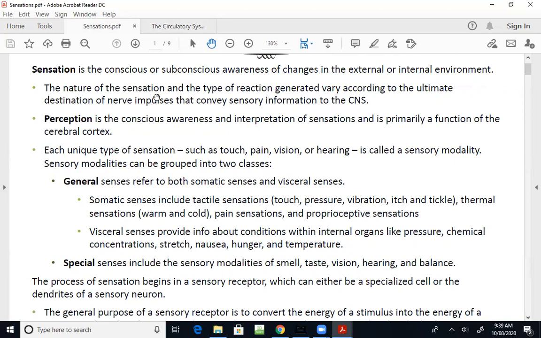Now, the nature of the sensation and the type of reaction generated vary according to the ultimate destination of nerve impulses that convey the sensory information to the central nervous system. What that means is, these different sensations and how we react to them all differ in where they essentially end up in the central nervous system, which relates once again to that cerebral cortex for those things that we have perception over. For the other sensations that we're not mentally aware of, they're taking place and being processed in other areas of the brain.